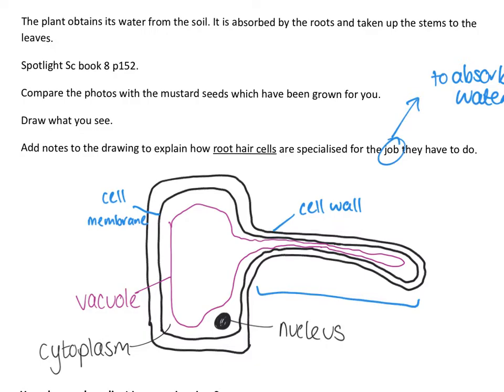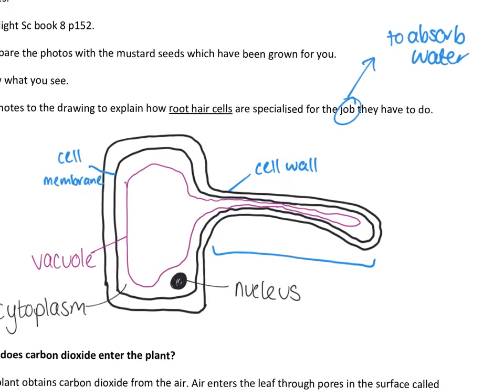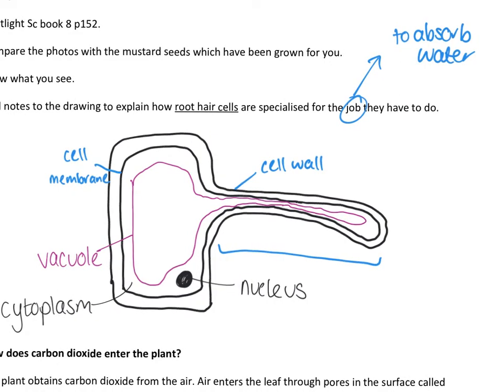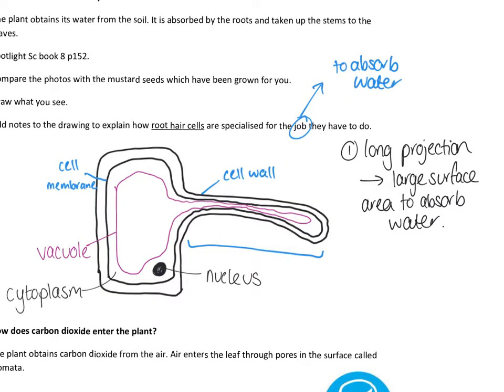So draw that diagram in your notes, make sure it's labelled, and then off to the right hand side what we'll do is we'll have a think about how this root hair cell is specialised for its job. In other words, what adaptations does it have that makes it good at absorbing water? So number one is this long projection. So you can see that is quite almost strange at first look about a root hair cell, is this long projection. That provides a large surface area for the root hair cell to absorb as much water as possible.